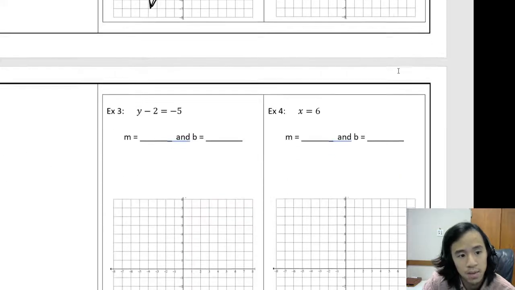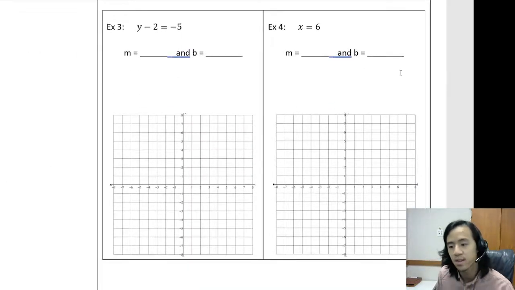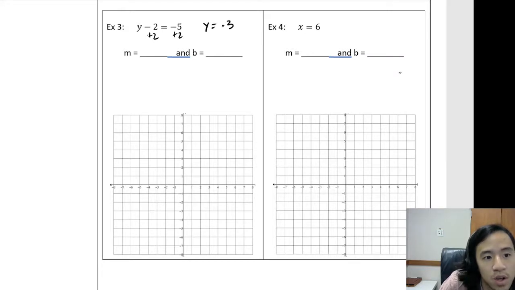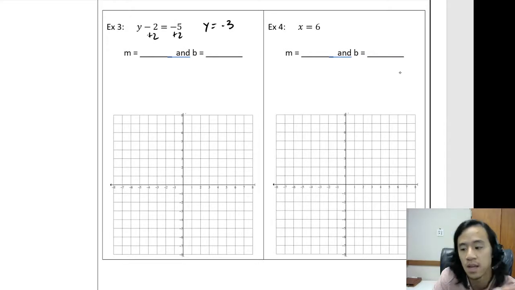All right, so I'm going to keep scrolling down. Now we're getting to some special cases. As you can see, these look a bit different. So I'm going to get y by itself here. I'm going to add 2 to both sides. And I should get y is equal to negative 3. As you can see, this does not have an x. It just has a b term. It just has a constant.